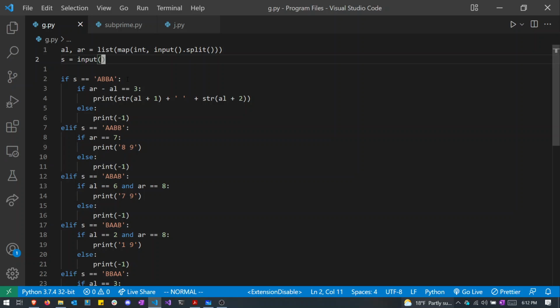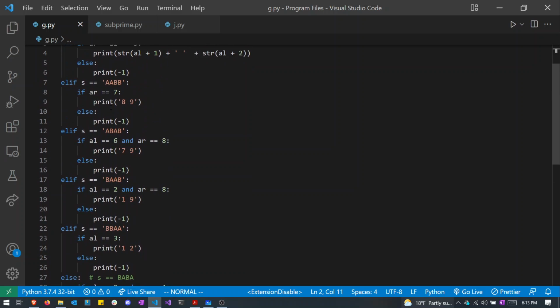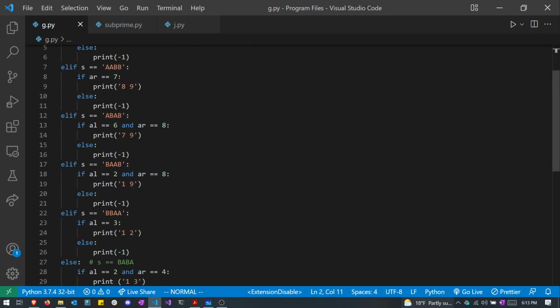So we just have that labeled as input. If the string is, we'll come back to this first one. If the string is AABB, meaning Alice's two cards and then Bob's two cards, all we need to check for is that Alice's right card is 7, because then we know that the only two cards that can be greater than 7 are 8 and 9, and we can print that out.